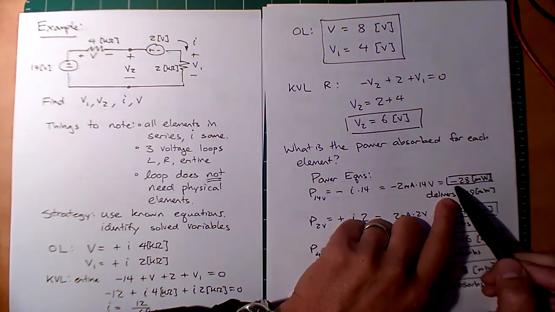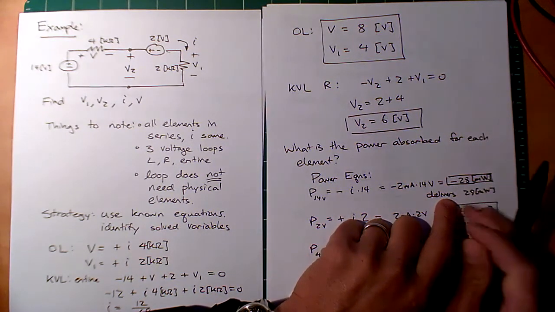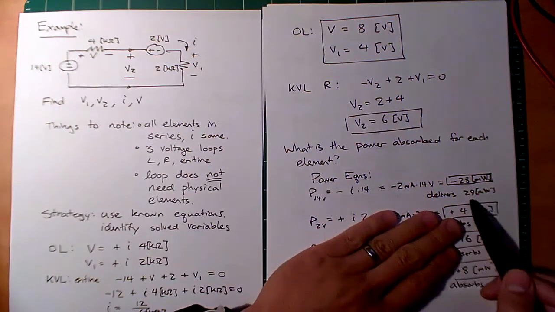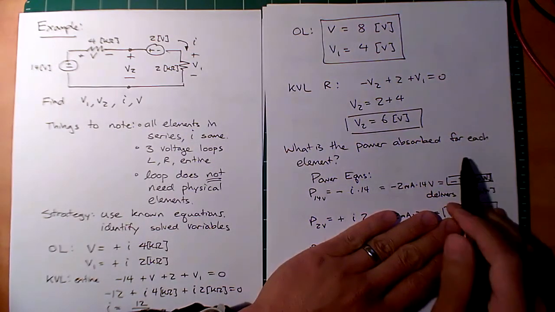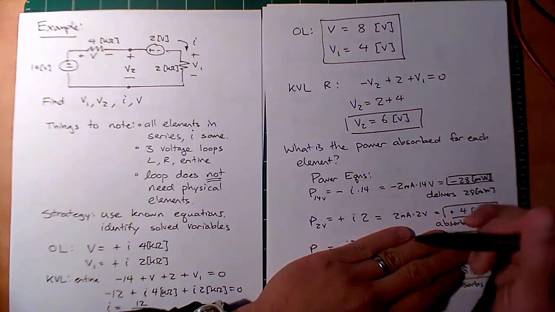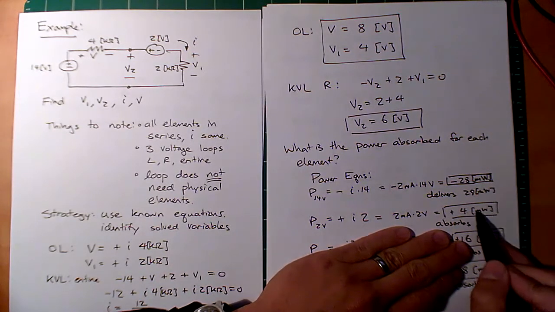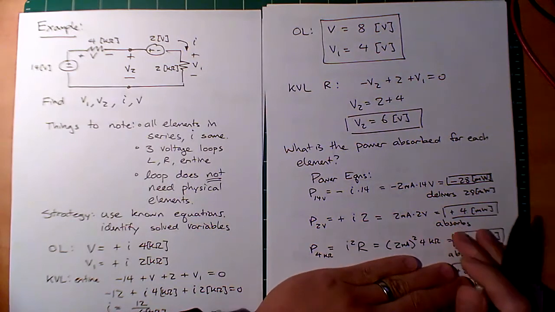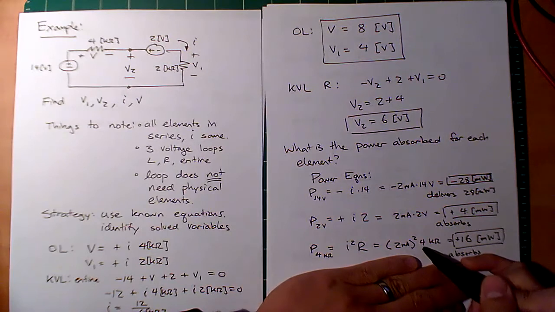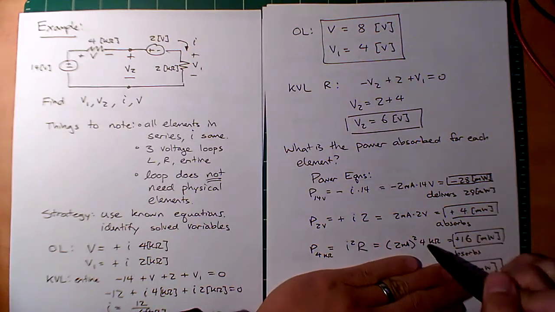So yes, sure enough, I get minus 28 milliwatts, and yes, this is delivering positive 28 milliwatts because it's a negative number. Okay, let's go to the next one. 2 milliamps, 2 volts, yep, 4 milliwatts. Don't forget that milli for the milliwatts, okay? Let's go to the next one, 4 kilo, good. I was careful, I put the 4 kilo ohm.